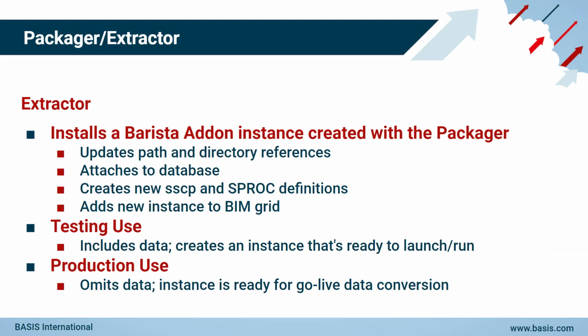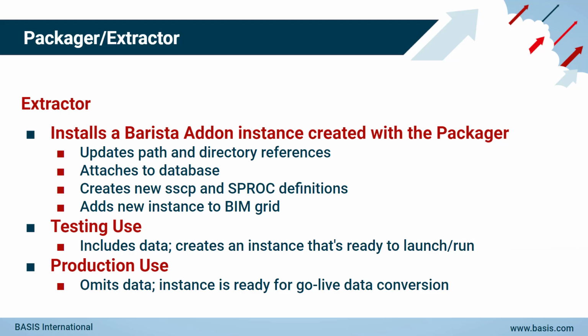When it's time to extract a packaged instance, provide a new database name. Remember, each instance of Barista has its own database. Provide a description and an install location, then browse to and select the archive to extract. In addition to extracting the actual files, the extractor will use the log to locate and alter path names in places like your .syn and Barista config files, attach to the new database, set up an SSCP and create stored procedure definitions, then place an entry for the instance in the Barista Installation Manager grid.